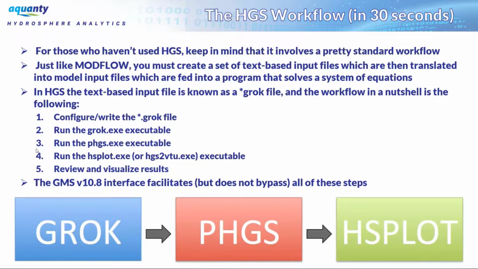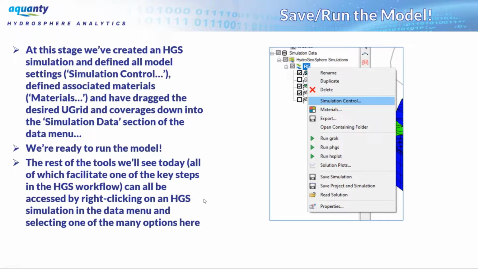Step 4 here is not really required at all in the HGS interface for GMS. So the GMS interface facilitates but doesn't necessarily bypass all of these steps. It does bypass step number 4 entirely, but all of these other steps can be done directly within the GMS interface. So at this stage, we've used the simulation control window to define all of our model options. We've used the materials window to define the material types in our project. We've dragged and dropped conceptual model elements under the simulation, which basically arms the model with all of the information it needs about boundary conditions.